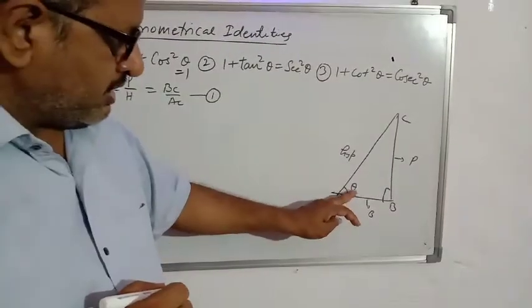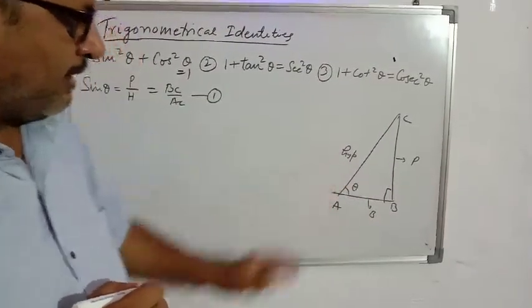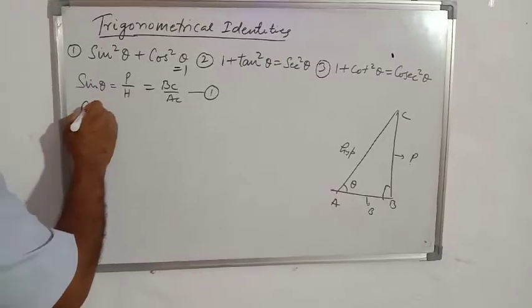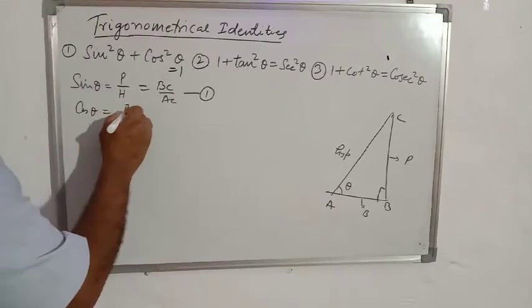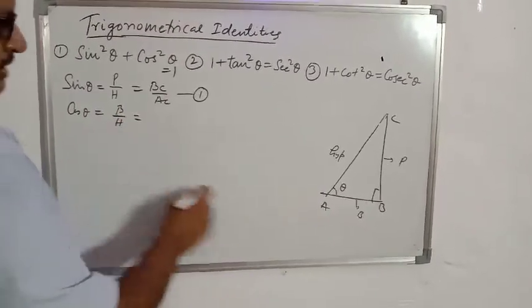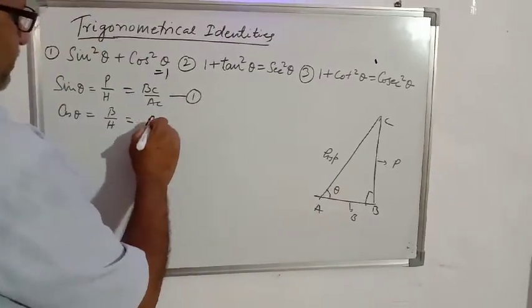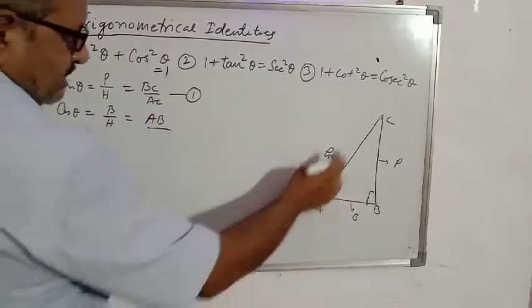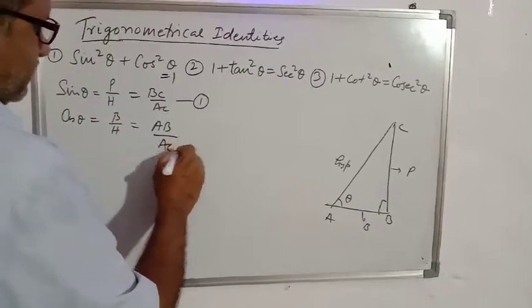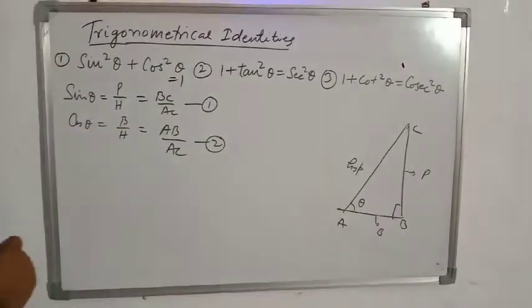Now write cos theta. Cos theta is base by hypotenuse. What is base? AB. And hypotenuse is AC. This is the second one.